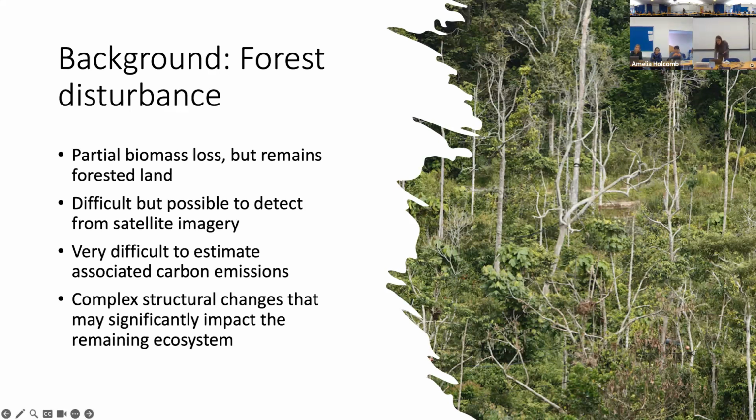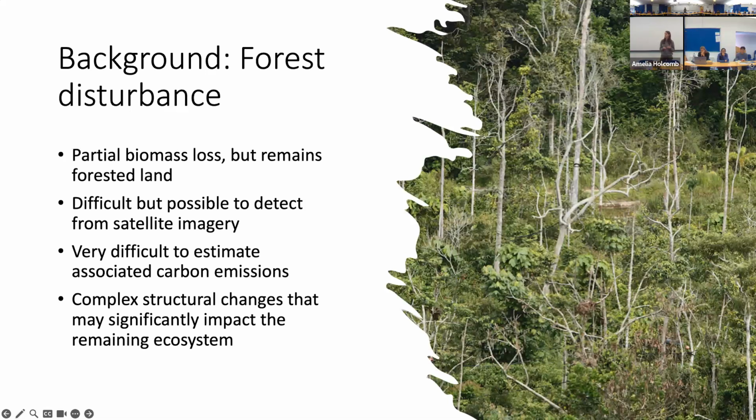As a result, disturbance is difficult to detect from satellite imagery, but there have been really big advances in this space in the last 5 years or so. We're now getting pretty good at detecting disturbances from satellite images. But one big research gap that remains is that it's still very difficult to estimate the carbon emissions associated with disturbance. Global estimates for disturbance carbon emissions in the tropics range from 40% on the one side to 212% on the other side of the emissions due to deforestation. And that's some of our best estimates right now, right?